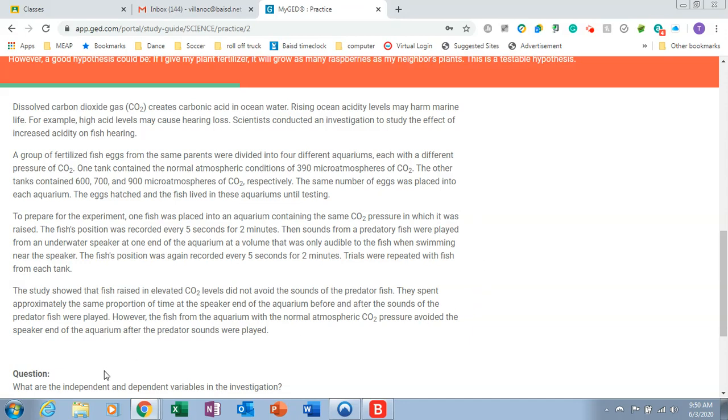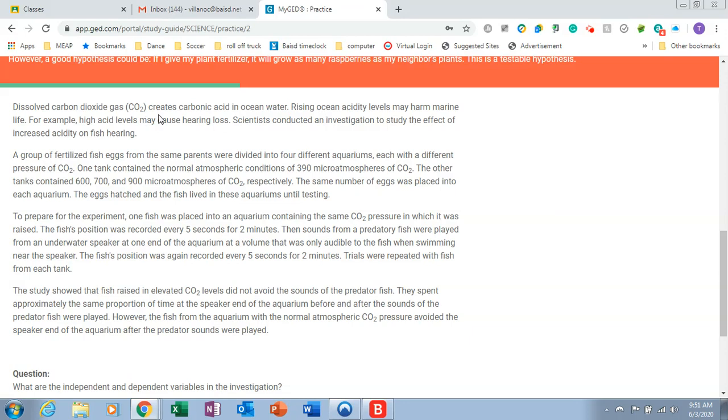The independent variable is the variable in the experiment that the scientist is changing, that they have control over. And the dependent variable is what gets changed because of the independent variable. The dependent variable is dependent on the independent variable. And let's run through this question.